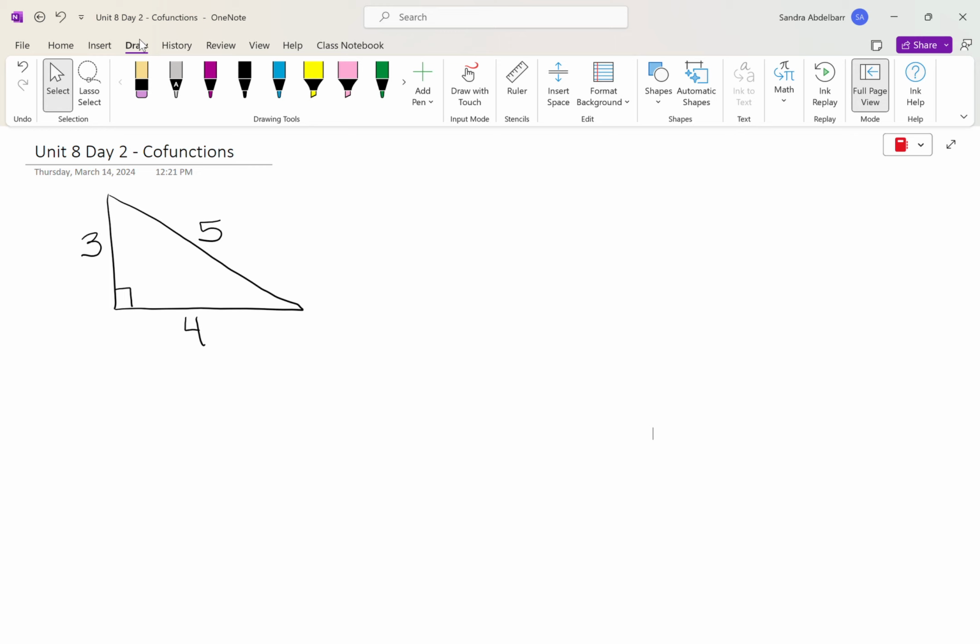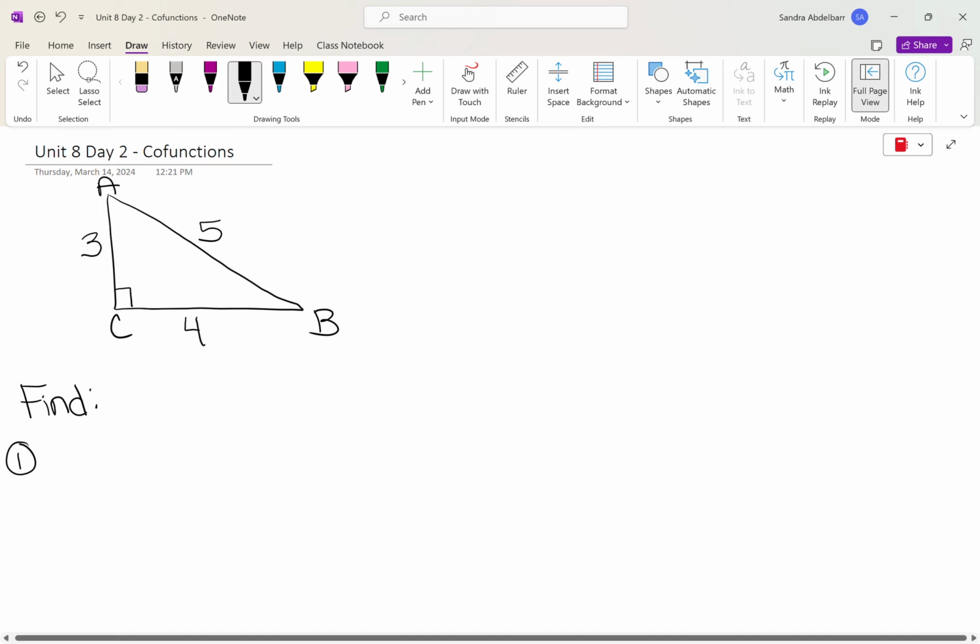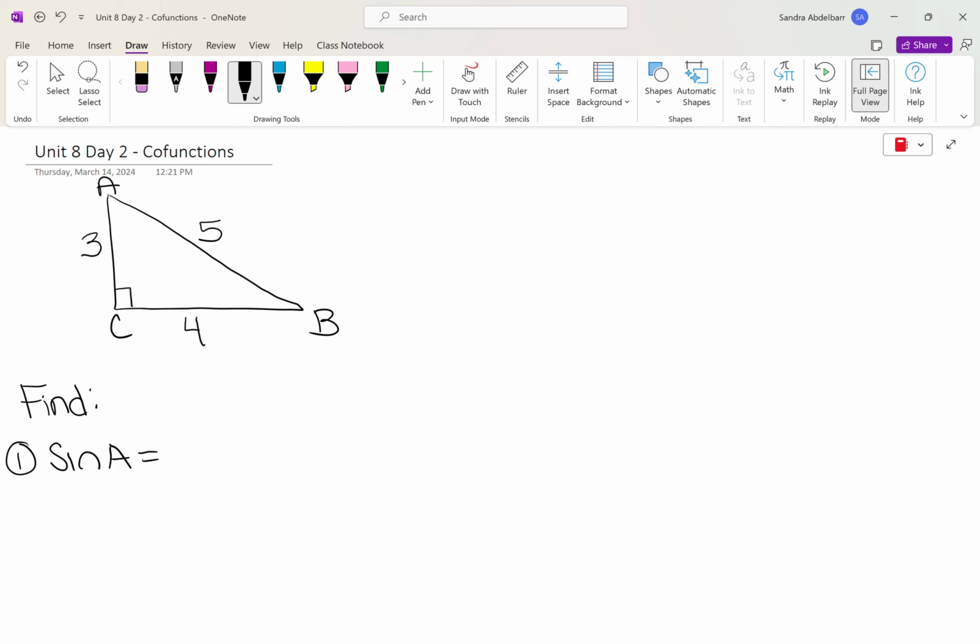To start, what we're going to do is, let's say this is A, this is B, and this is C. I want to find all the trig functions for both angle A and angle B. And trust me, there's a reason to this madness. We're going to make some connections here. All right, so the first one we're going to do is everything in reference to angle A. So remember SOHCAHTOA.